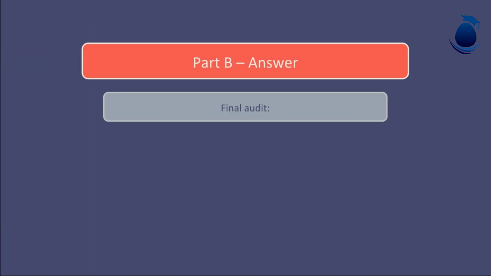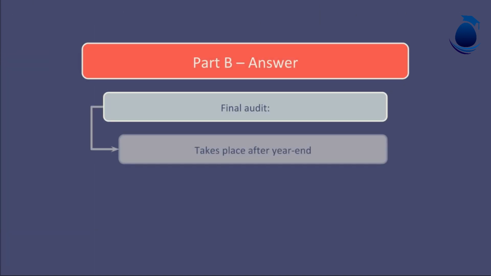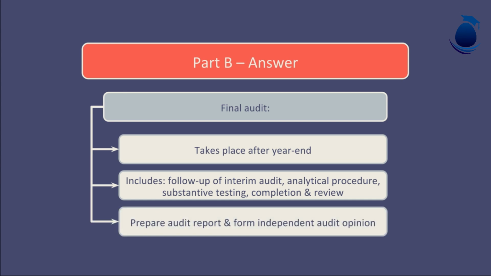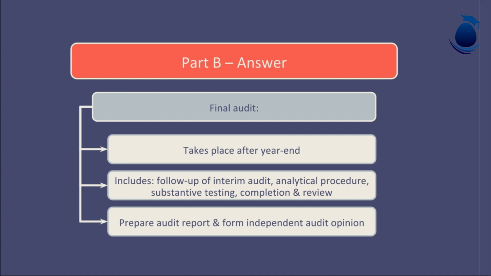Points you can raise about a final audit include the following. The final audit will take place after the year end, once a draft set of financial statements is available. The audit would include a follow-up of any issues raised at the interim audit, analytical procedures to identify significant balances, substantive testing of account balances and transactions, completion and review work, including subsequent event review and going concern review. The outcome of the final audit will be the preparation of the audit report and the formation of the independent audit opinion on the financial statements.